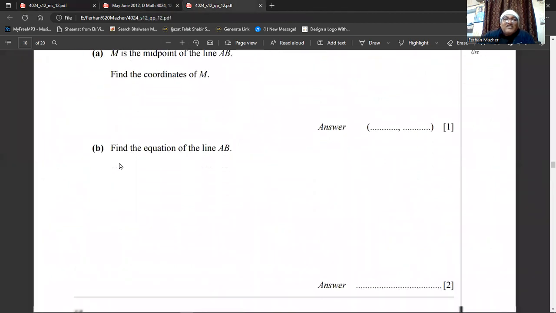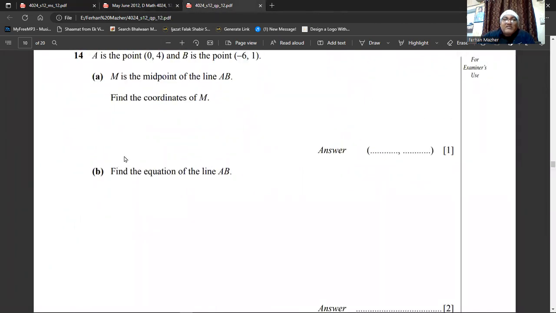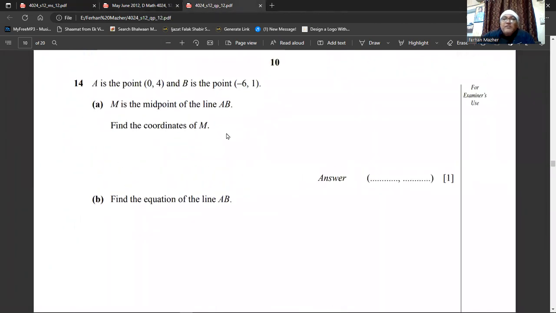The next question is to find the equation of the line AB. It's a 2 marks question. Point A and point B are given. If you want to find the equation of the line, the process is very simple. First of all, you will find the gradient of that line, which we call small m. The formula is y2 minus y1 divided by x2 minus x1.